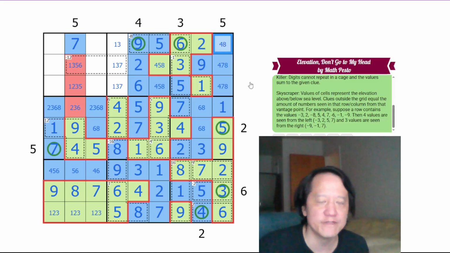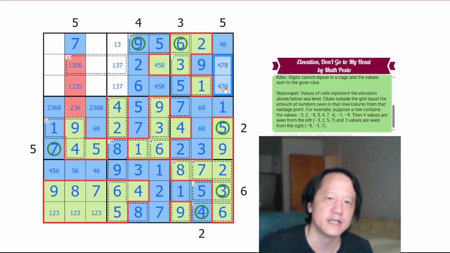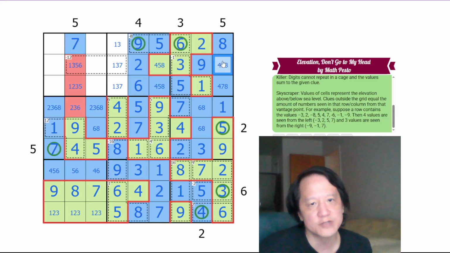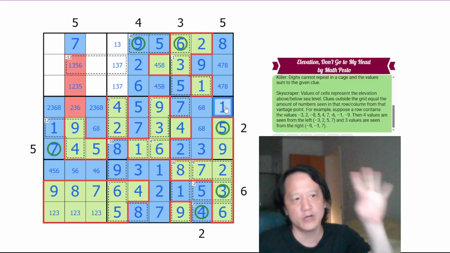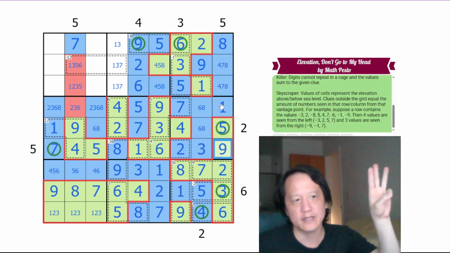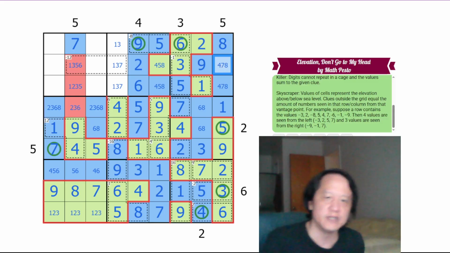Can it be -4? Then it would not see the -7 or -8 here. And it would only see the -4, -1, 5, and 9. So no, cannot be -4 here. It's -8. You cannot have -7 here, because if this is -7, it sees the -8, -7, -4, -1, 5, and 9. That's 6 cells. So this must be -4 here.